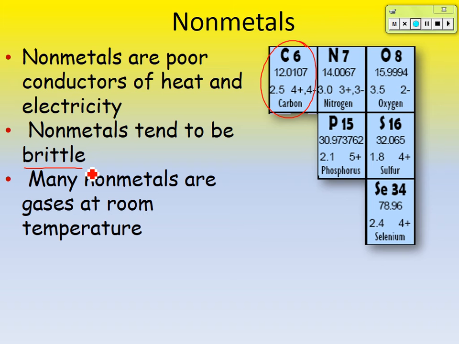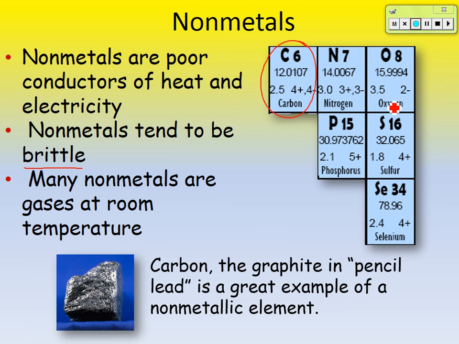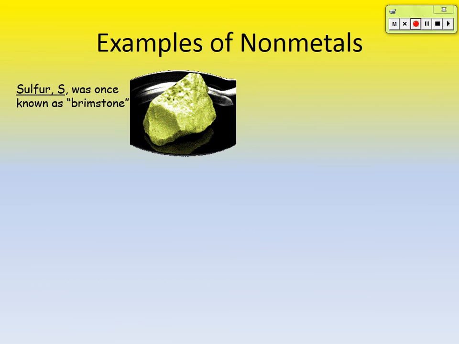Many nonmetals are gas at room temperature, but not all of them. Okay, is carbon a gas at room temperature? No. Is nitrogen? Yes, oxygen is. So not all of them are gases at room temperature, but a lot of them are. Okay, carbon, the graphite in your pencil lead is an example of a non-metallic element. I've got some examples of the non-metals here.